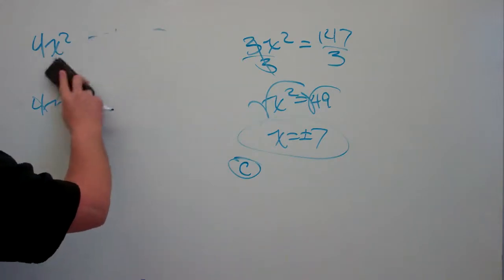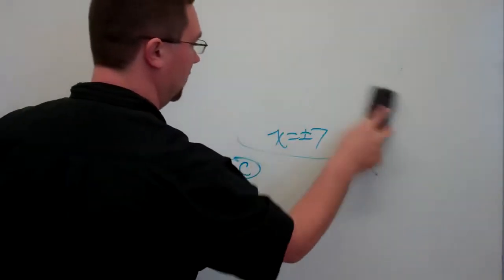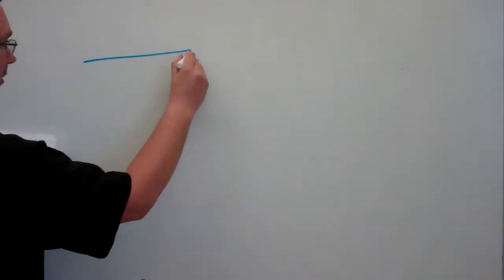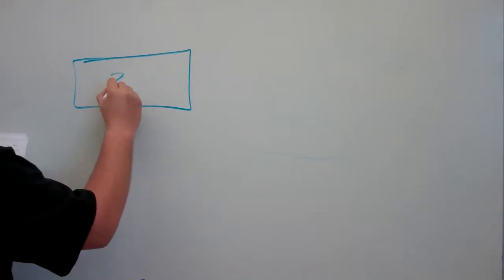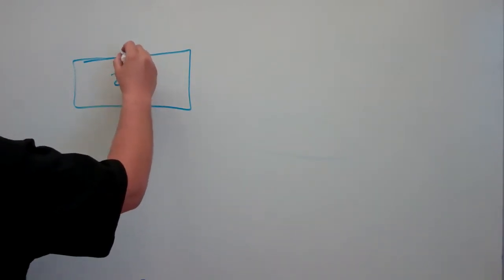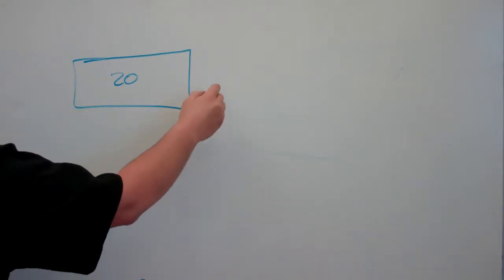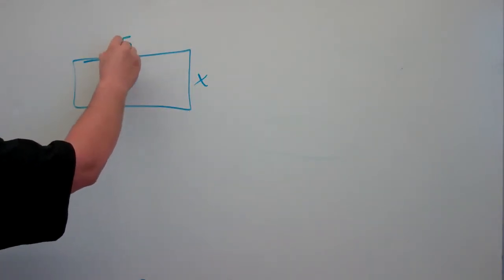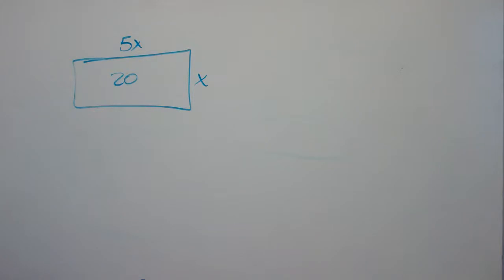Number 11. The area of a playground is 20 square yards. The length of the playground is 5 times longer than its width. So we can call its width x, its length 5x. We want to find the length and width of the playground.